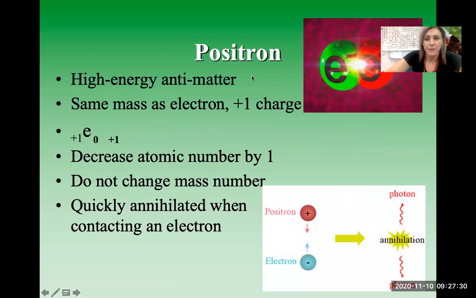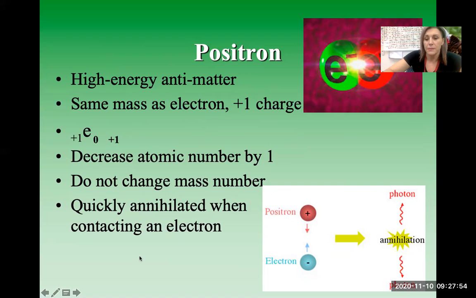Positron is something different too. This is almost like antimatter. It's the same mass as an electron. It has +1 charge instead. So it's really small. It's about the size of an electron, but instead of being negative, it's positive. It decreases the atomic number by 1. It does not change the mass number, and it's quickly annihilated when contacting an electron.